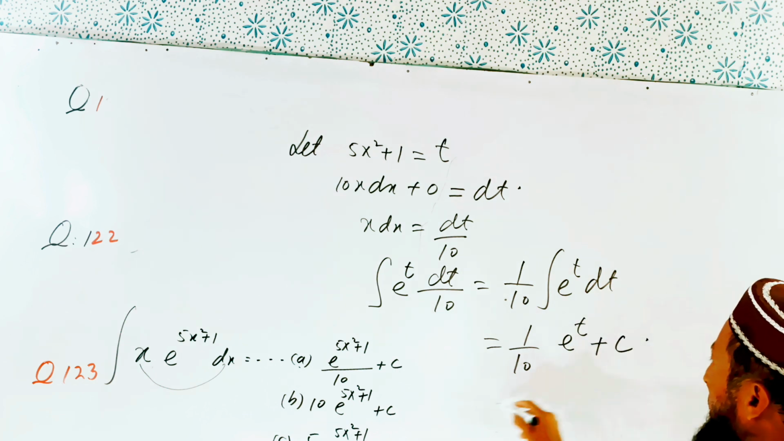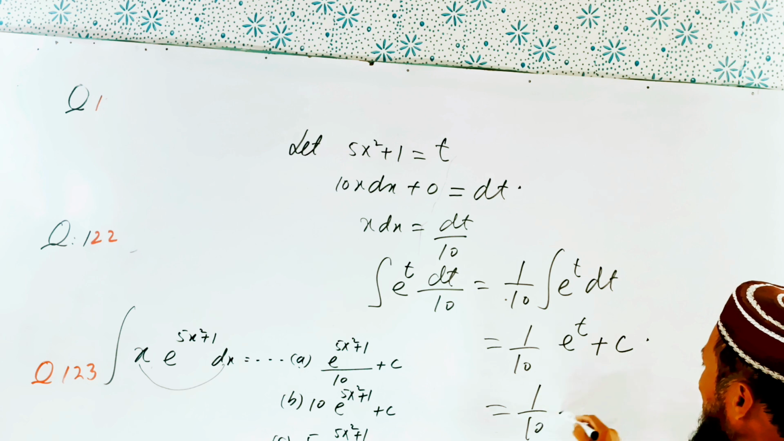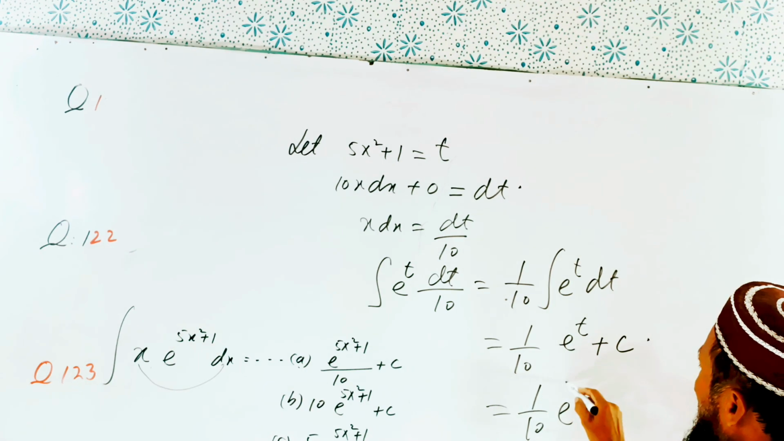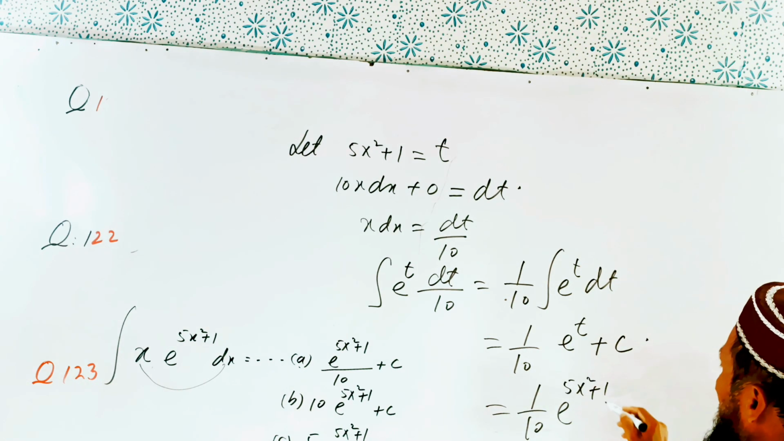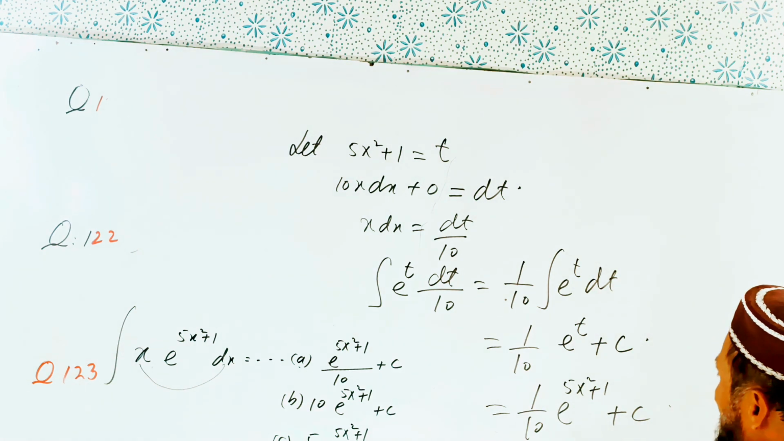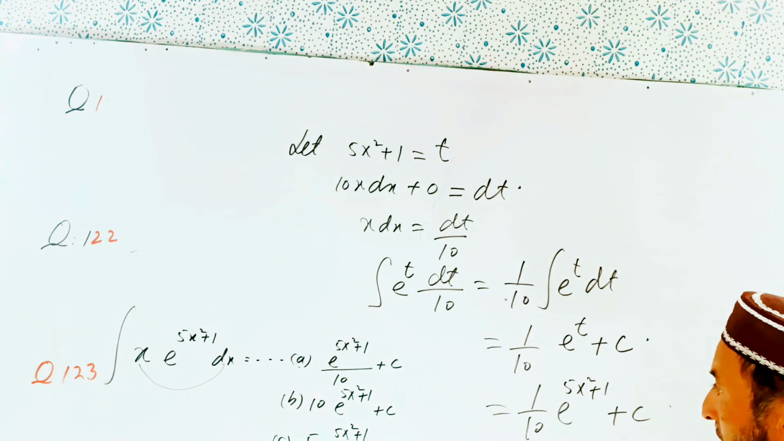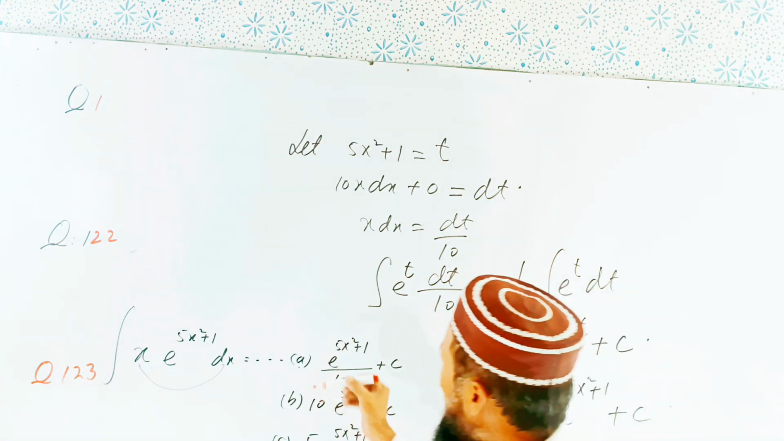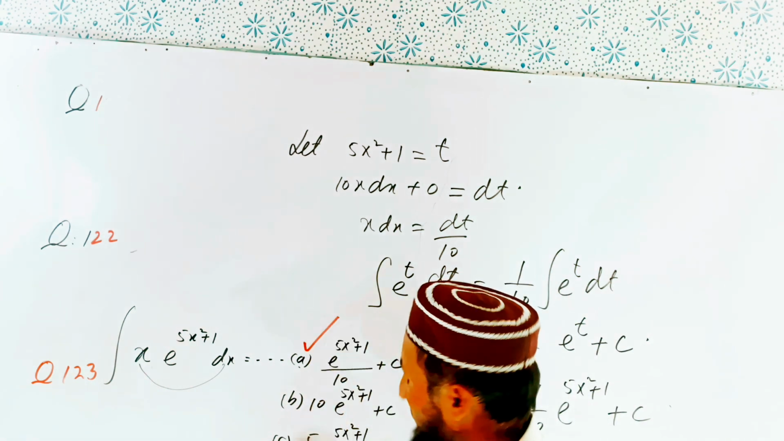So plus C. 1 by t, and in place of t we put the result 5x square plus 1 plus C. Now we check the result here. Option A is here. Option A is the correct answer.